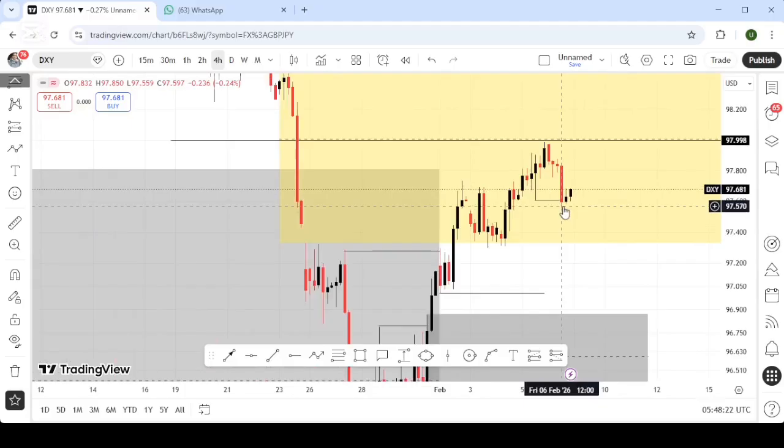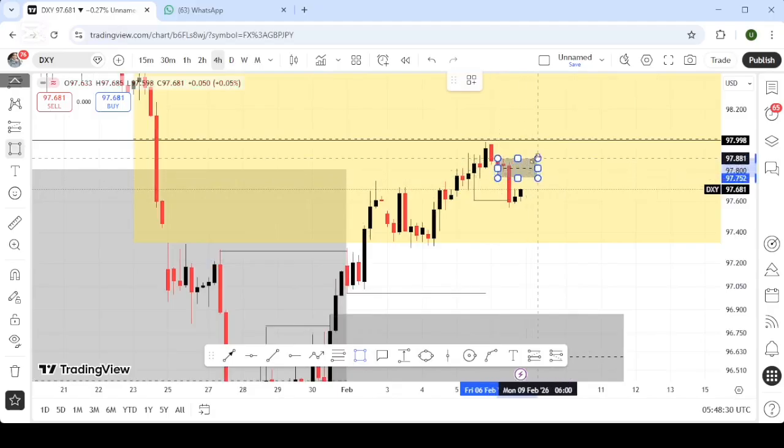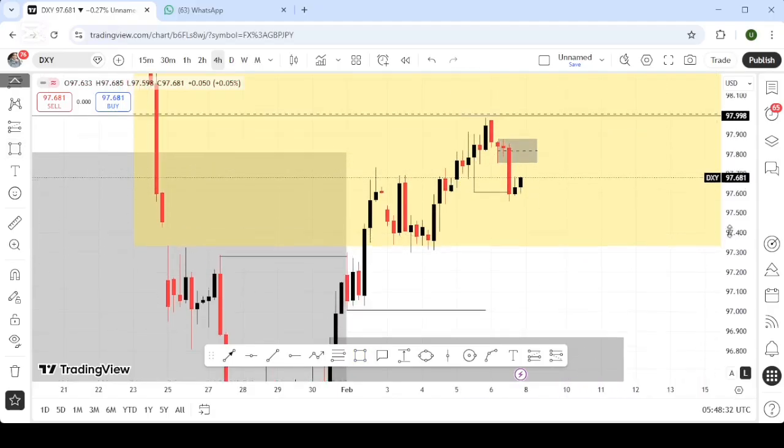Then it looks like a change of character, but this change of character here is not really that strong for me. And then we can see that we already have a zone here. You can see we already have a zone around this level on a 4-hour time frame. This is a zone that has the fair value gap, and you can see it's the last candle that led to this break, so there's no need for me to mark this one.